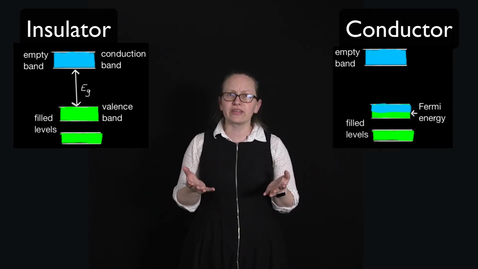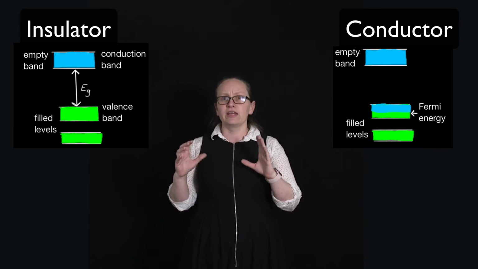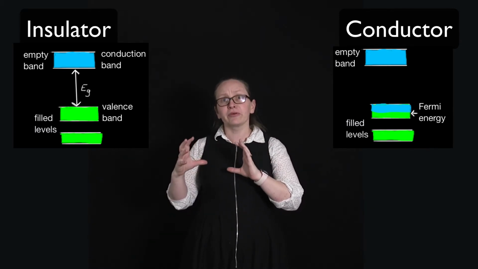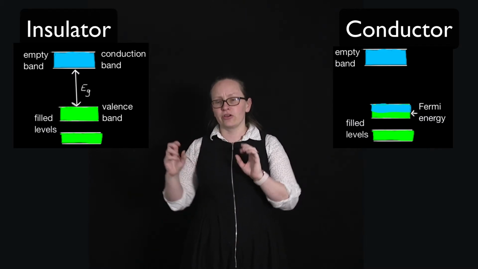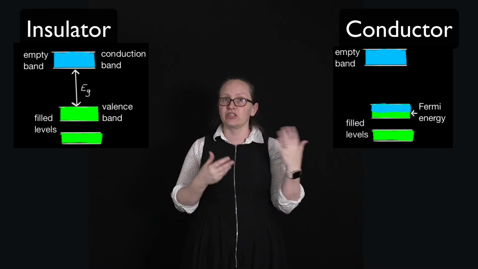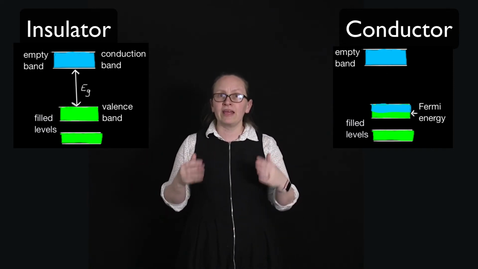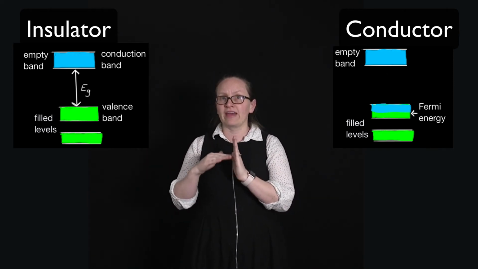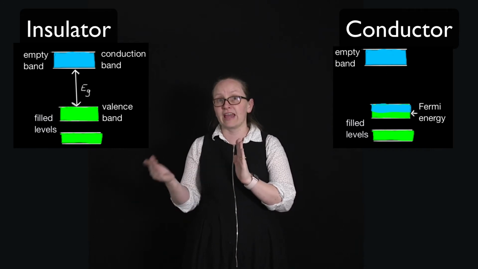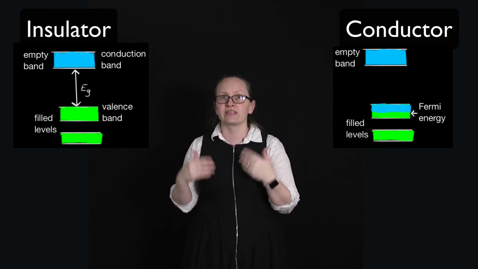Now, in metals, on the other hand, it turns out that the highest filled level is only about halfway through the band. So this means that it's easy for electrons to gain just a little bit of energy, and then they've got some kinetic energy and they can move when a potential is applied. We have a special name for the energy of that highest filled level at 0 Kelvin: it is known as the Fermi level.